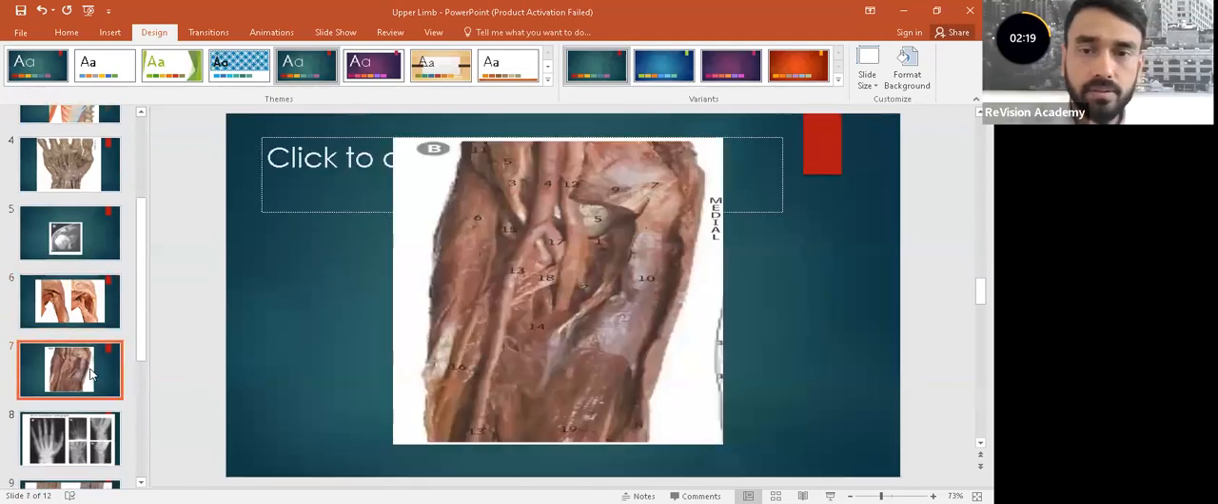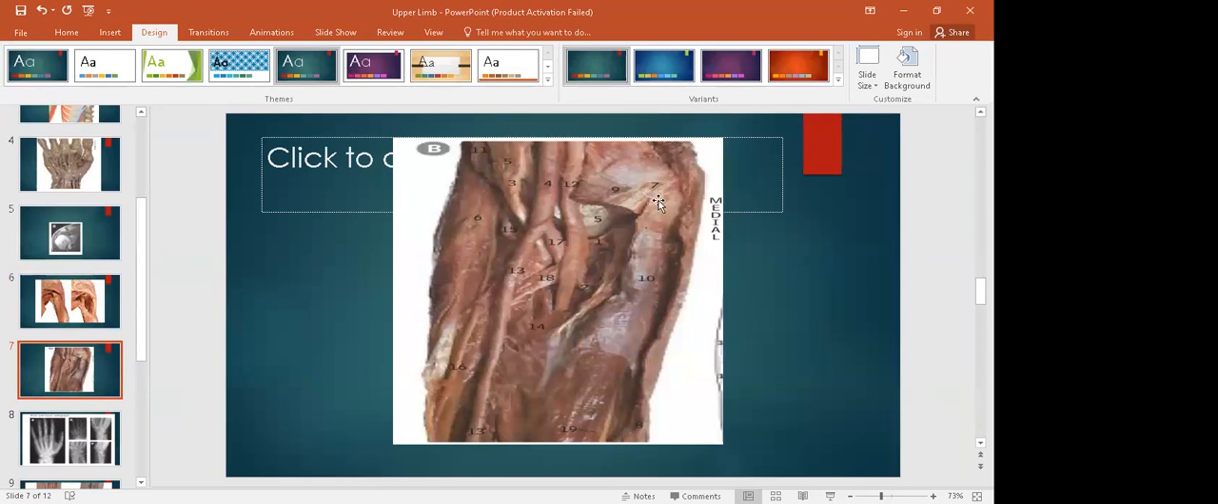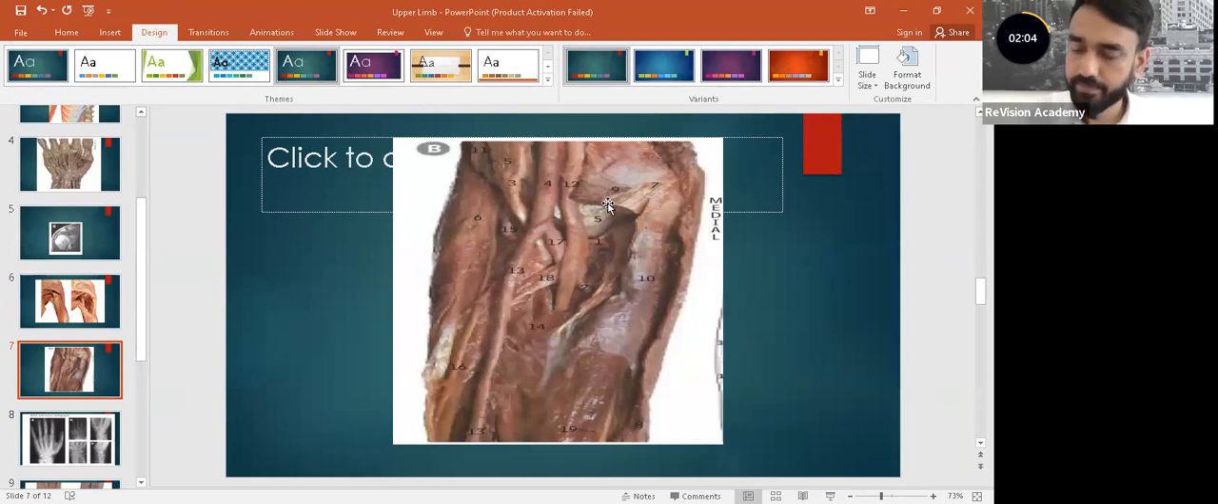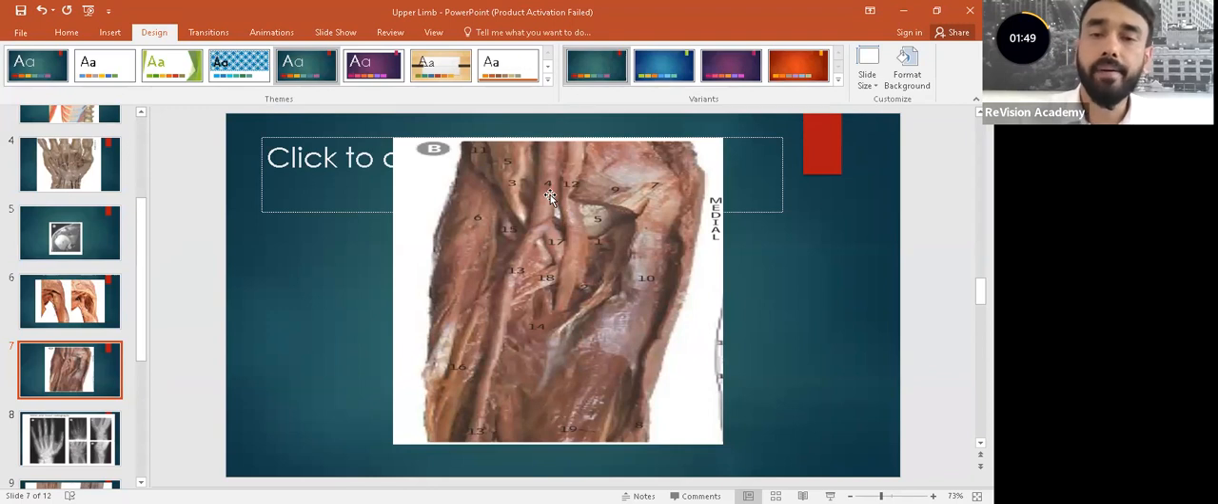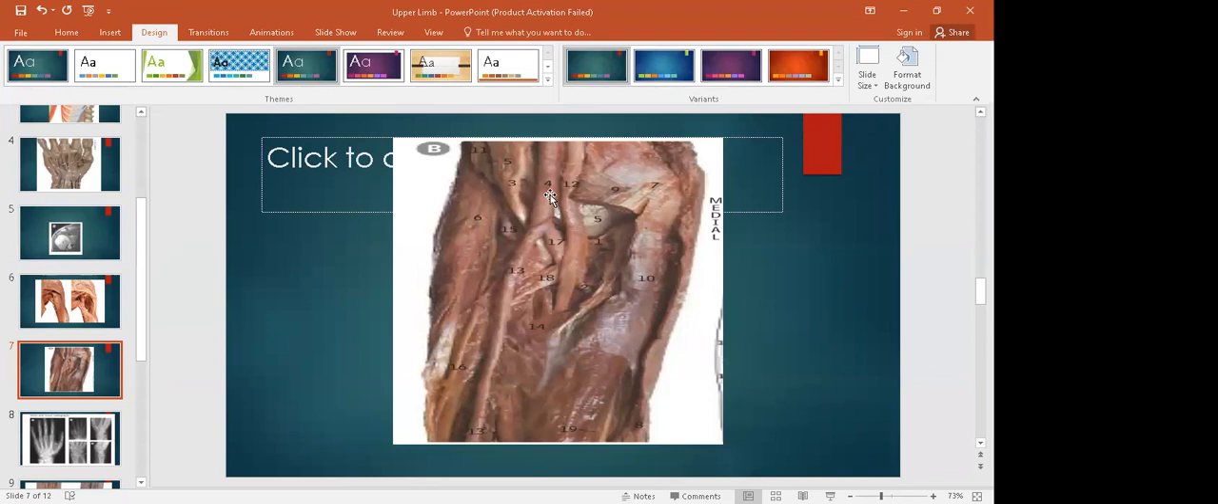Thank you. Can you please identify number 7? Number 7 is the pronator teres muscle. Number 9 is flexor carpi radialis. Number 4 is the brachial artery. Number 12 is the median nerve.